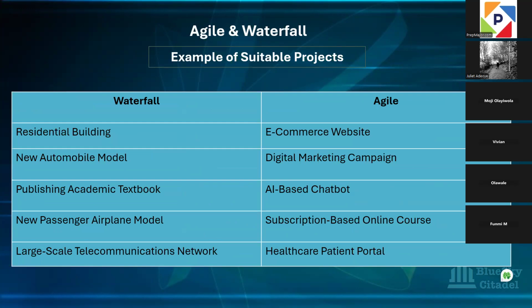So for waterfall, like I said, construction, we're looking at construction of a residential building. Okay. So construction follows a strict sequence, as you said. You have to plan first, you have to lay the foundation, you look at the structure, you look at the electrical, plumbing, finishing, and all that. So it has to happen in stages.